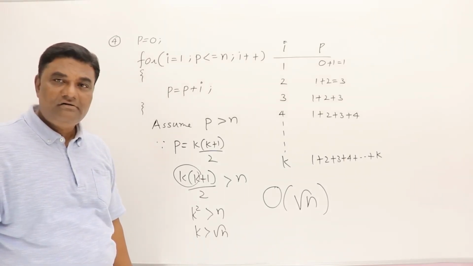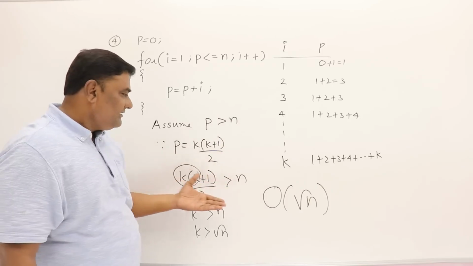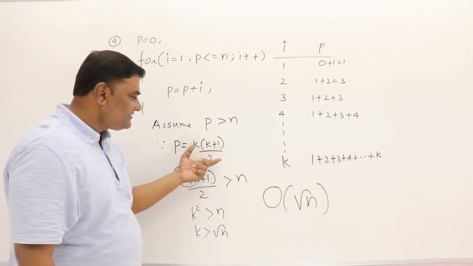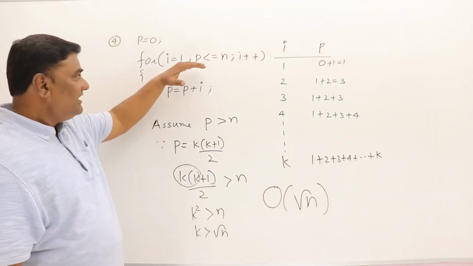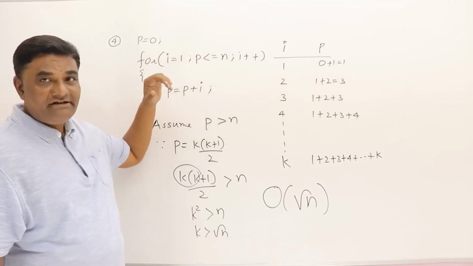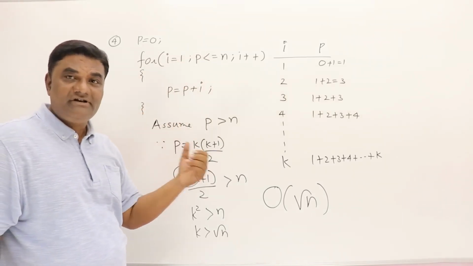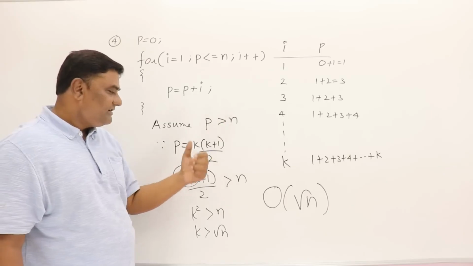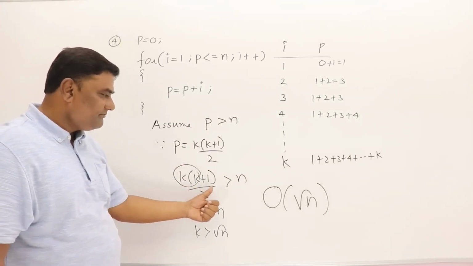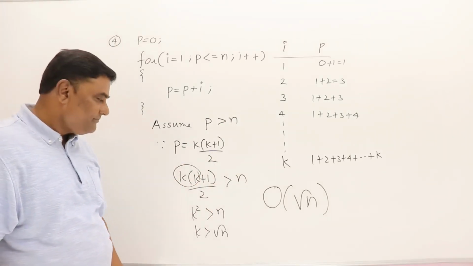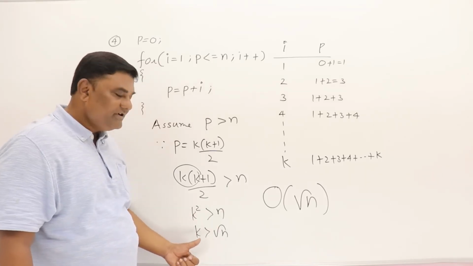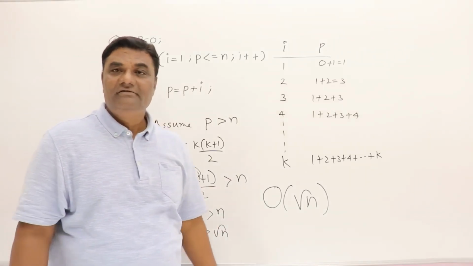Right? So p is k into k plus 1 by 2 now. So we know that this will repeat as long as p is less than or equal to n. So it will stop when p becomes greater than n. So when k into k plus 1 by 2 becomes greater than n, it will stop. So this is k square and k is root n.